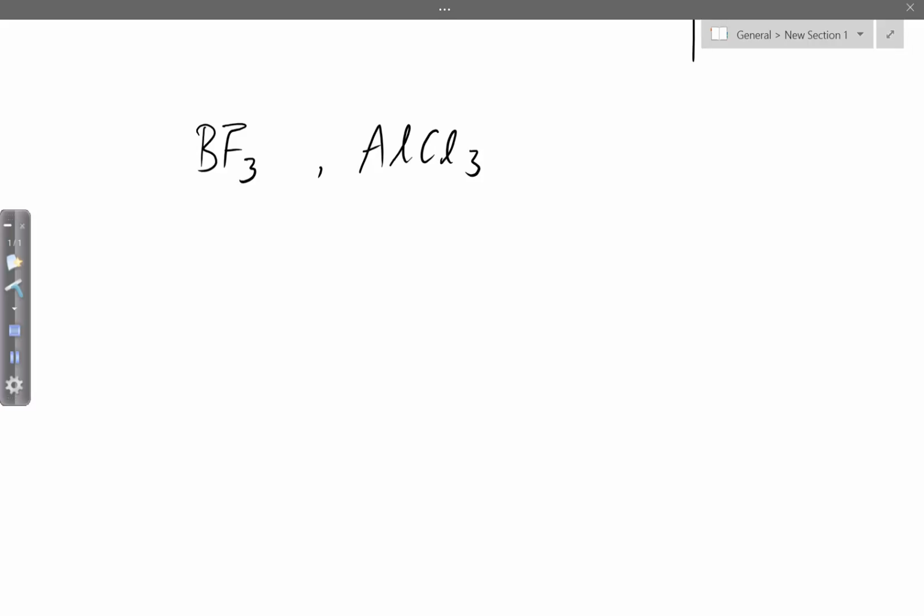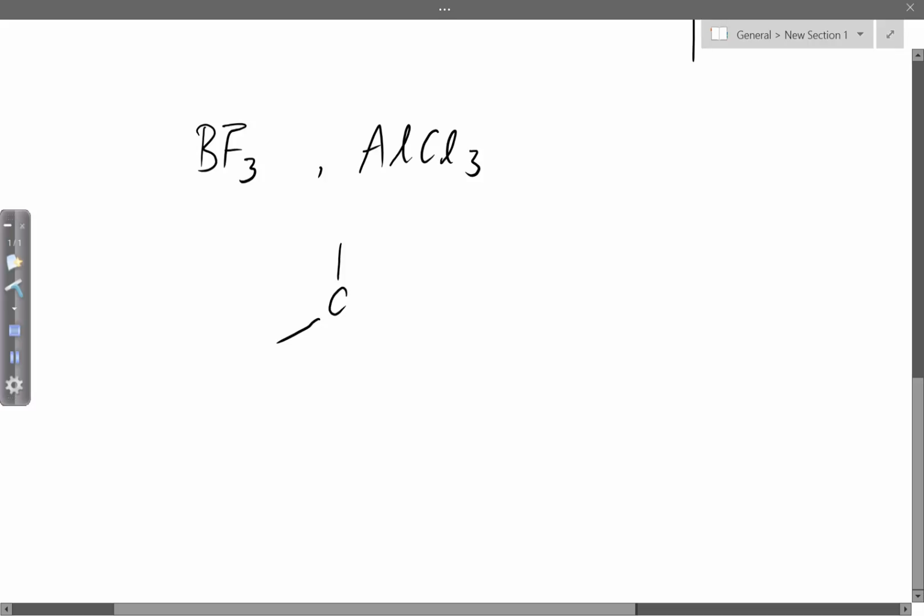Usually your boron containing species will have an empty orbital, or you can say that they are electron deficient, right? So what boron species can you think of? BF3, yes, of course, that's one. You can have your AlCl3 as well, right? That's also electron deficient.